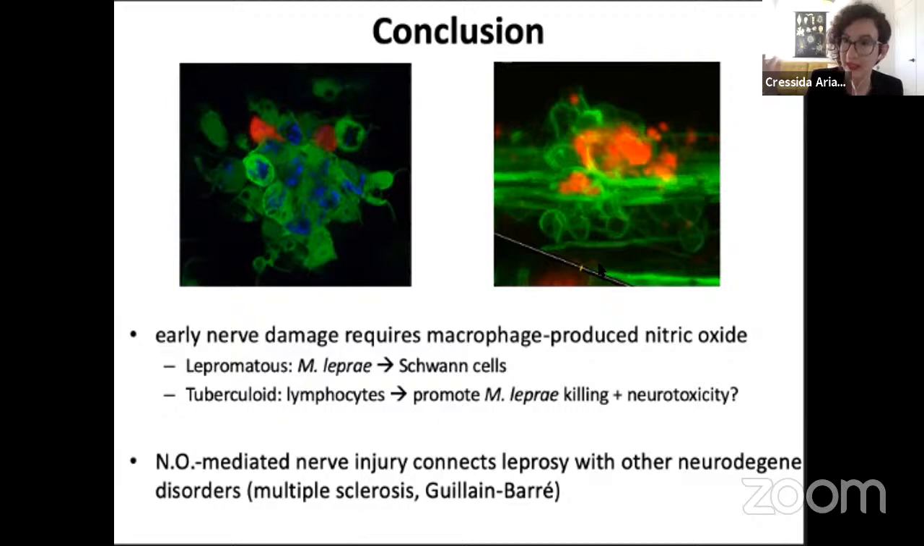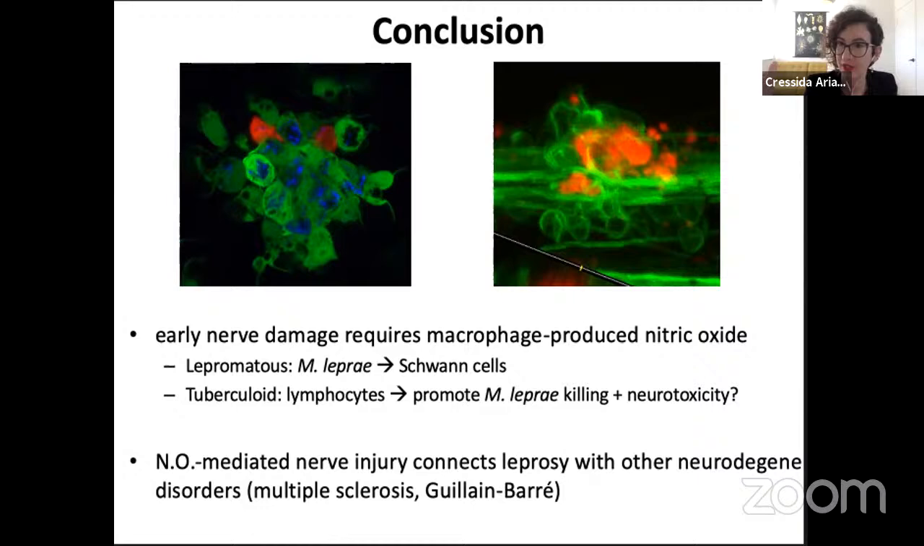In the tuberculoid form of this disease of leprosy, you can imagine though that lymphocytes may become involved in response to all of this nitric oxide, potentially via the interferon gamma axis, and that this might contribute to both killing of the bacteria and even to increased neurotoxicity, because we know that activated T cells can also produce a lot of neurotoxic molecular features, right? So this may explain why both forms of leprosy are associated with nerve injury.